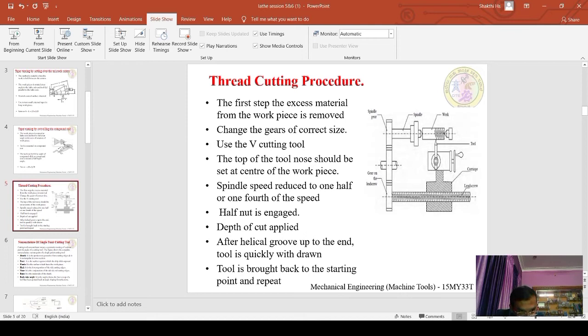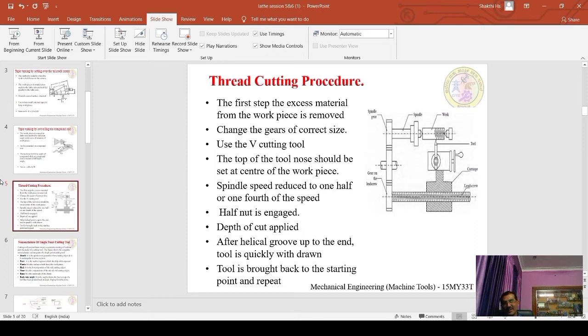These are the topics in this session: various taper turning methods and thread cutting procedures. Reducing the diameter from one side to the other side is called a taper. Once again, the different types of taper turning are the form tool method, compound rest method, and setting over the tailstock method.